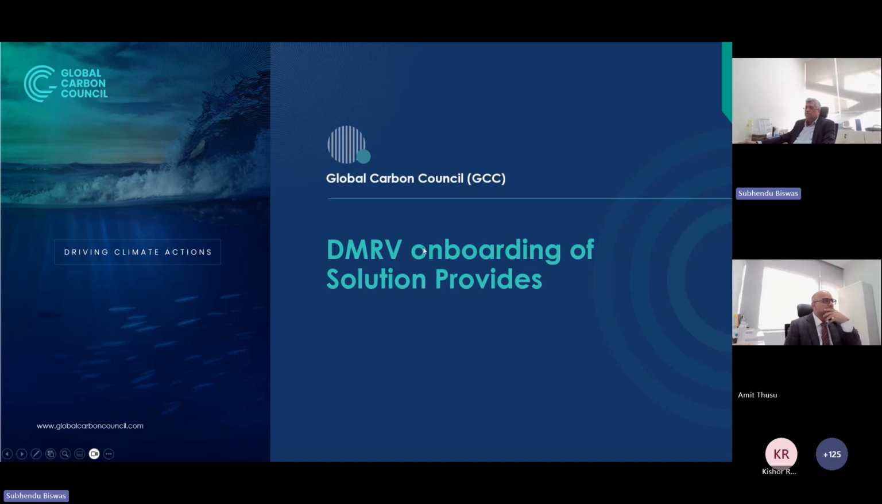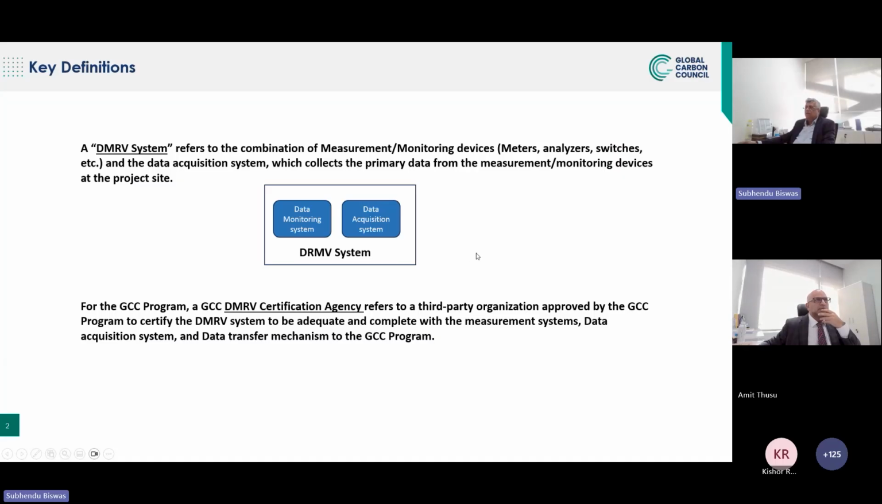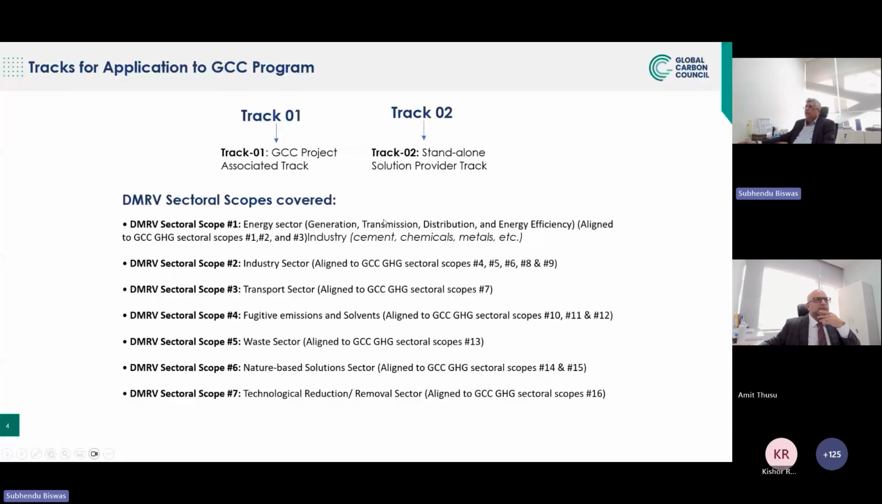Anyone interested in becoming a GCC DMRV solution provider can come on board and apply to GCC. There are 2 tracks. Track 1 is where you are already engaged with a project which is with GCC. The second track is where you are working with a project which is not with GCC. It might be with any other standard, or even not with a standard in itself.